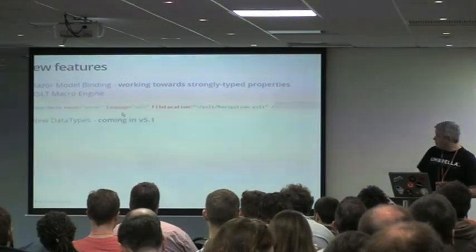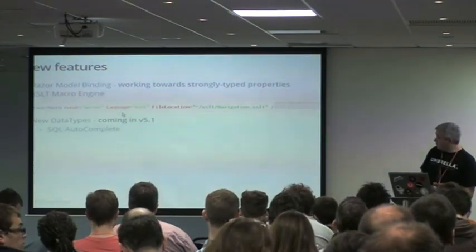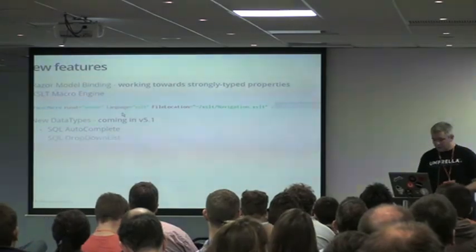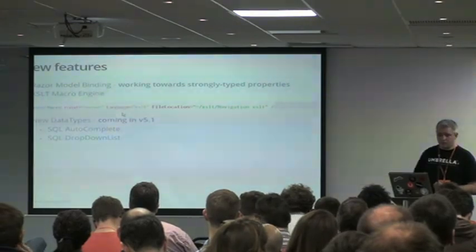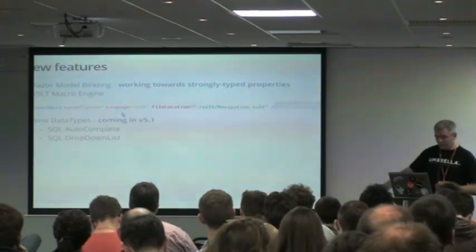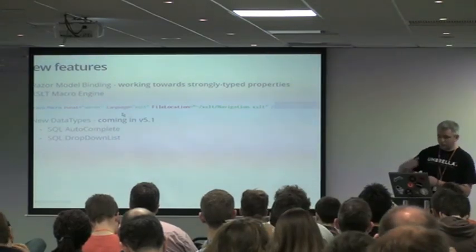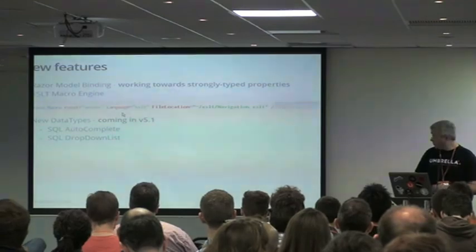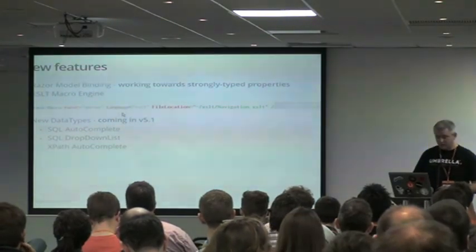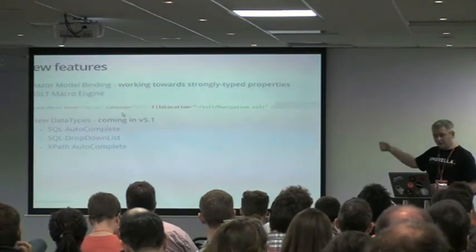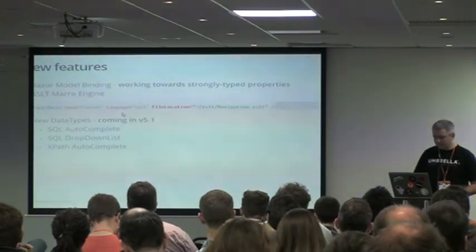We've got some new data types coming in the next version, in 5.1. These are SQL autocomplete, SQL dropdown. So this is where you can have a data source from SQL Server. Currently SQL Server at the moment. We're working on MySQL support. So if you've got an external data source and you wanted it in an autocomplete or a drop-down list, you can use this now. And then we also have an XPath autocomplete, which supersedes the old autocomplete that we've got. It just makes it much nicer. It's a much nicer UI.